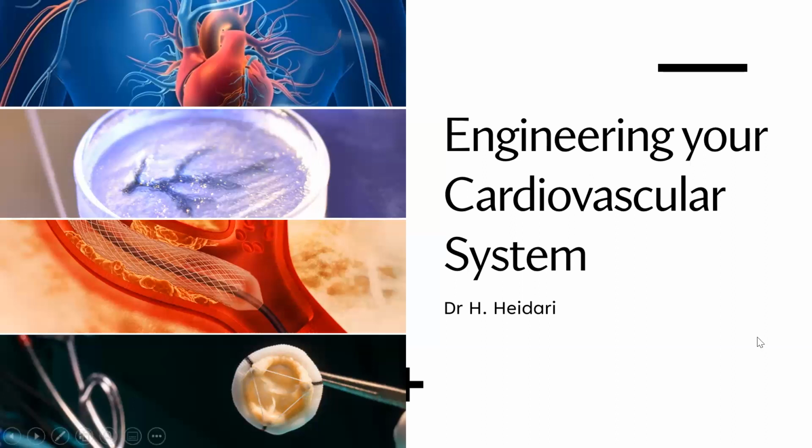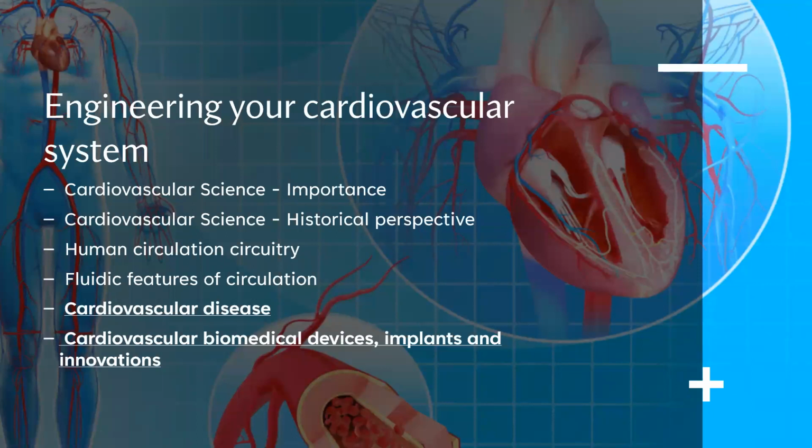What we've done so far is we've looked at the importance of cardiovascular science and some historical perspectives, and we've had a relatively thorough study of the circulation circuitry, and a very important chat about, especially in the in-person class, the fluidic features of circulation. Now we're going to use that information and background to understand various types of cardiovascular disease, and also the treatments and biomedical device innovations that have been made, all the progress in this area to eliminate and in some cases even prevent the progression of these sorts of disease. So without any further ado, let's jump in.